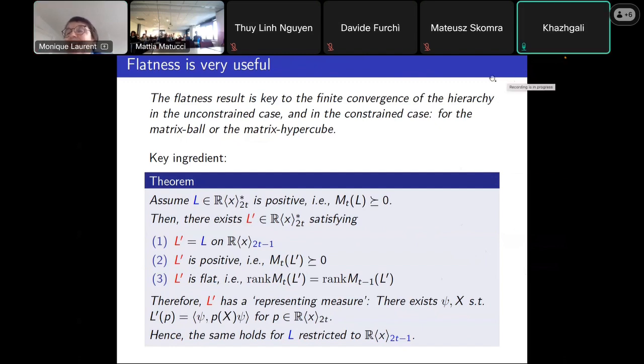Monique, hello. I'll ask. Yes, please. Is it known that finite convergence of this hierarchy in the quantum case holds under some generic conditions on the constraints? That's a very good question. I'm not exactly sure, actually.